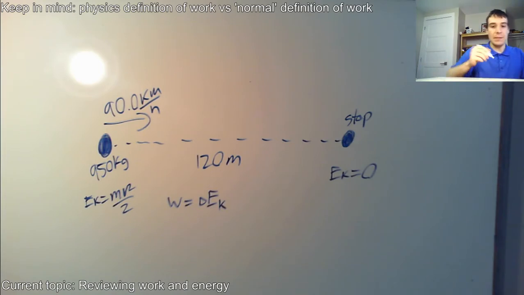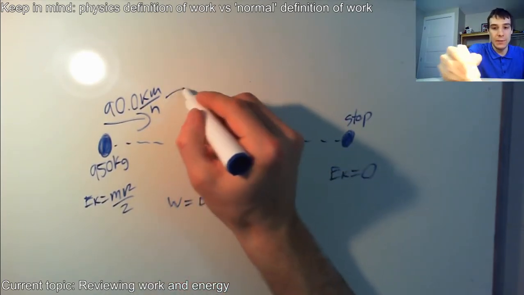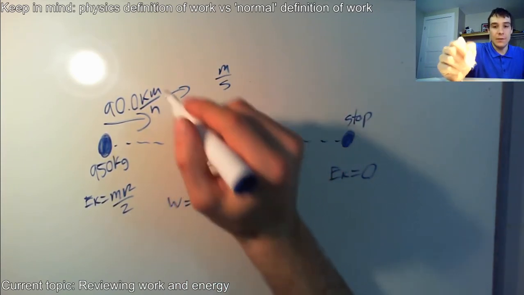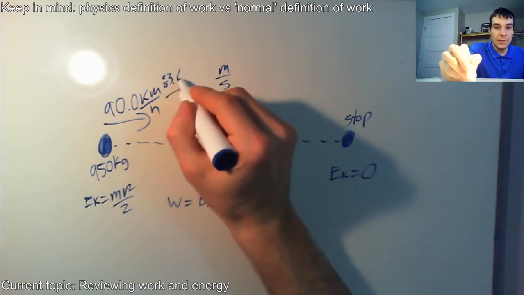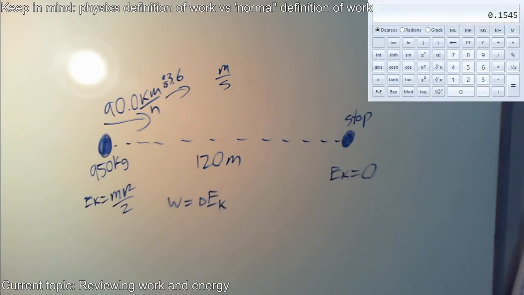The first problem is if we want our work to be in joules, the speed can't be in kilometers per hour. We're going to convert it to meters per second. The trick for that is we just divide by 3.6. So let's figure out what 90 divided by 3.6 is. Pull up a calculator here. 90 divided by 3.6 equals 25. Well, that's handy. All right, thank you, calculator.